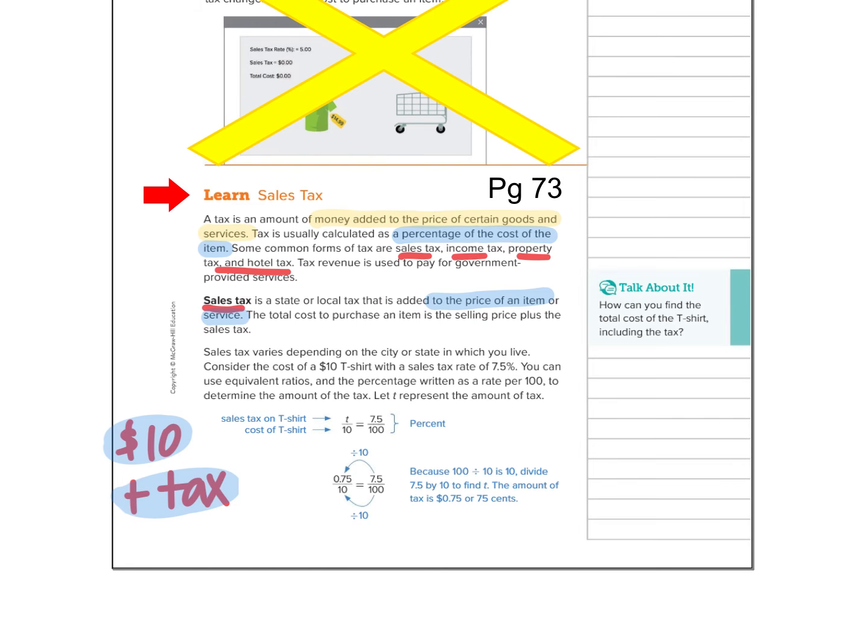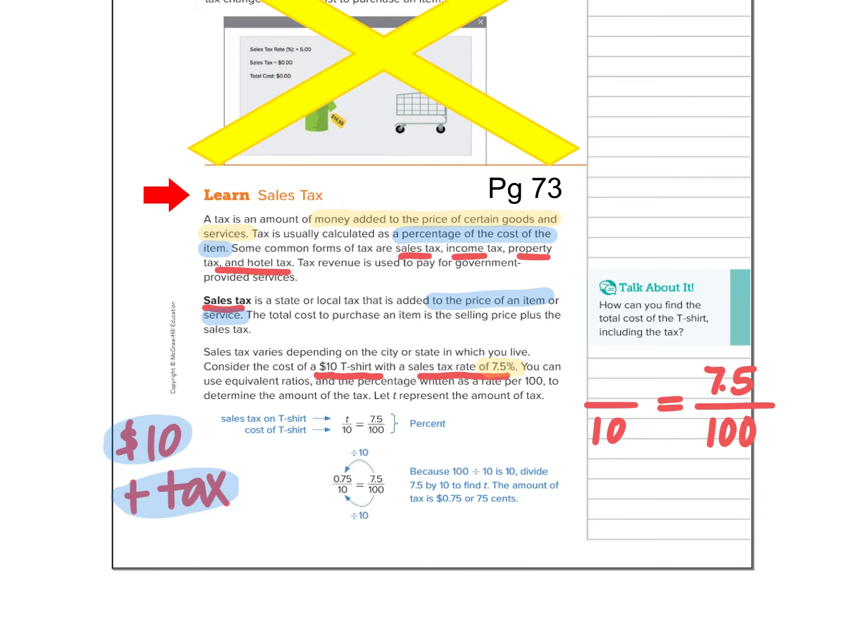So here is your first problem. So again, like I said, you have a $10 t-shirt and the sales tax rate is 7.5%. So you have to pay that $10 plus you're going to pay an extra 7.5%. Okay. So here is one way that you could solve this problem. I want you guys to go over in the margin. So first thing that you could do is you could say, okay, my whole price of the shirt is $10. Okay, my sales tax percentage is 7.5%.